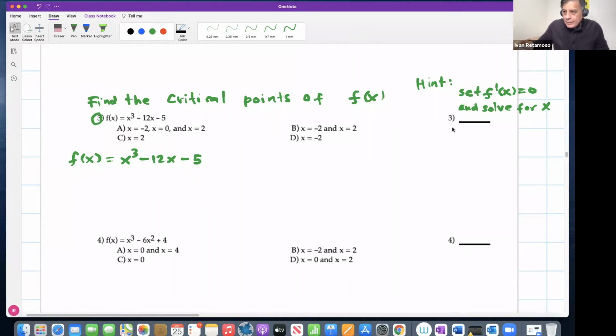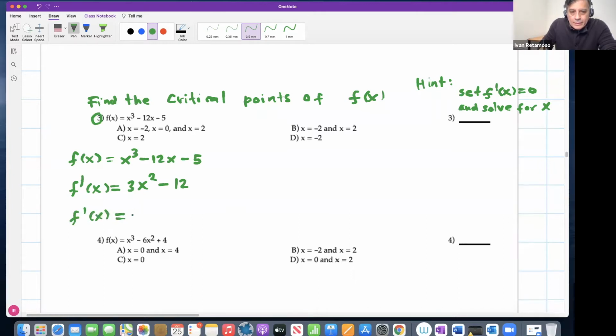Let's do it together, right? So we can see how this is done. Okay, so basically, in order to find the critical point, you have to find the derivative of your function, which is 3 x squared minus 12. Now, next, out of convenience, I'm going to just factor so that solving this should be easy.